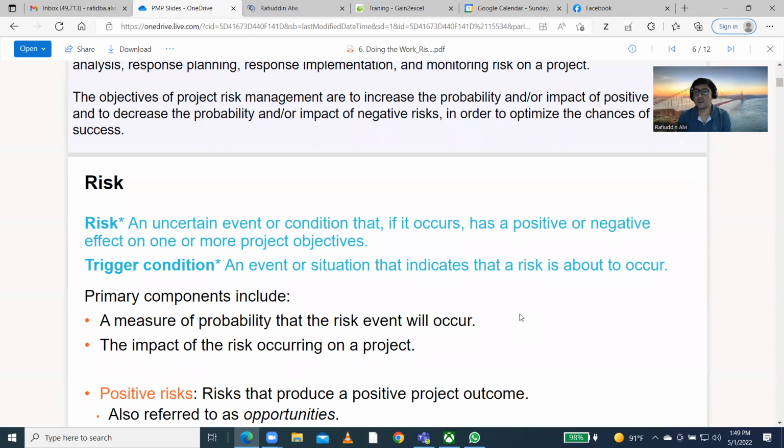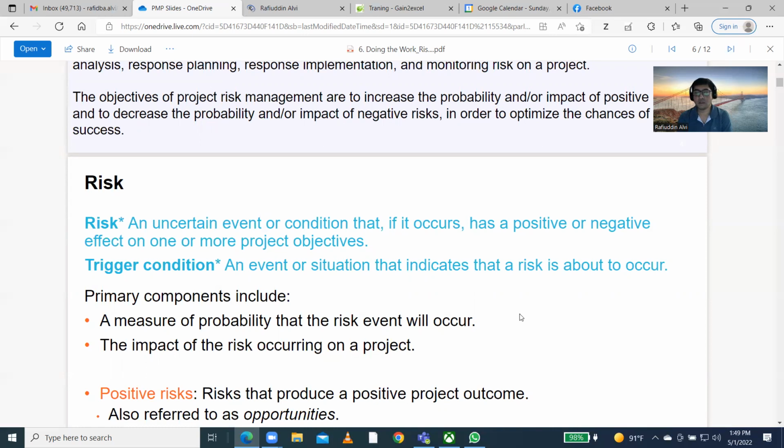Trigger condition: an event or situation that indicates that a risk is about to occur. For example, you are filling petrol in a car or bike. Sometimes you see the red mark, right? The petrol is getting over. That is the trigger condition, telling you the risk is going to occur, meaning the petrol is going to get over. That is nothing but the trigger condition.